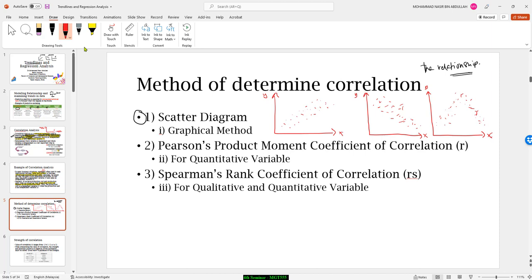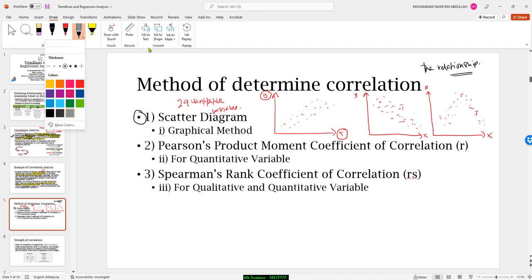So we need to have two quantitative variables, right? So the dependent variable should be on the y-axis. The independent variable should be on the x-axis. So kalau kita dapat macam ni, kita nampak dia punya trend dia menaik kan? So this is what we call positive correlation.